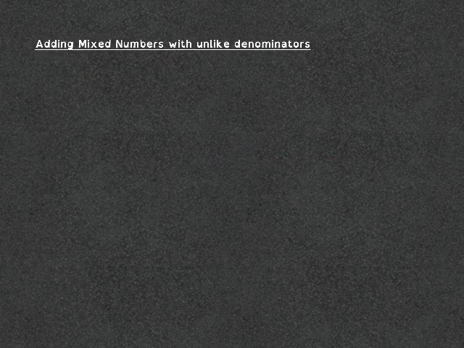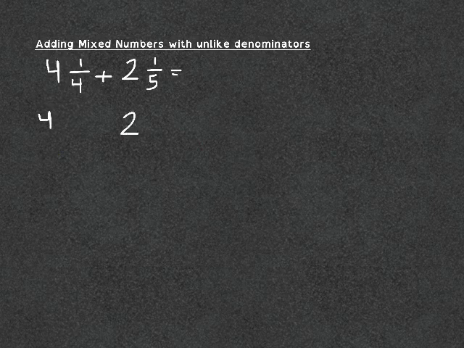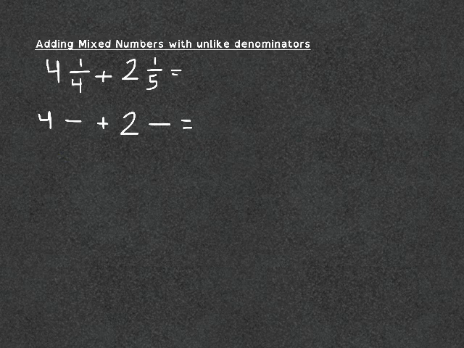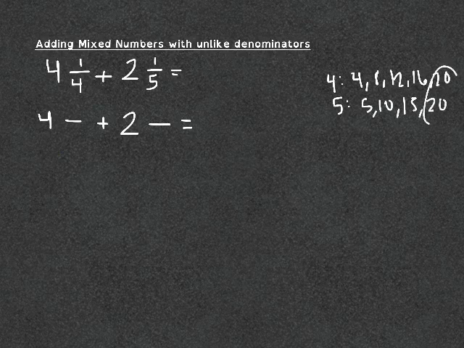What we're going to do next is adding mixed numbers with unlike denominators. So we're going to do 4 and 1/4 plus 2 and 1/5. So we can just bring our whole numbers down. Ask ourselves the same question, what can we get both 4 and 5 to be? If we can't think of that right off the bat that it's 20, we can find the least common multiple between 4 and 5. 4, 8, 12, 16, 20. 5, 10, 15, 20. Realize 20 is what we can get them both to be.